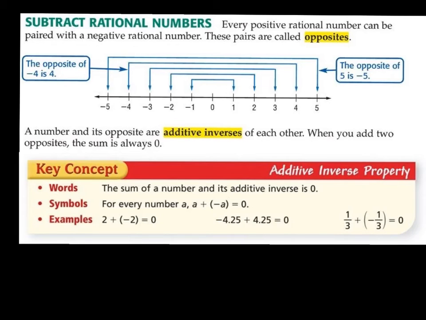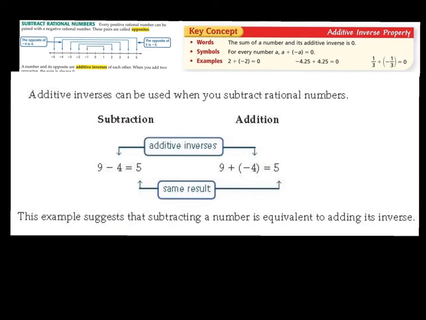2 plus -2 is 0. -4.25 plus 4.25 is 0. 1/3 plus -1/3 is 0. Additive inverses can be used when you subtract rational numbers. 9 minus 4 equals 5. That's the same as 9 plus -4. So 4 and -4 are additive inverses. You get the same result, they're both 5.